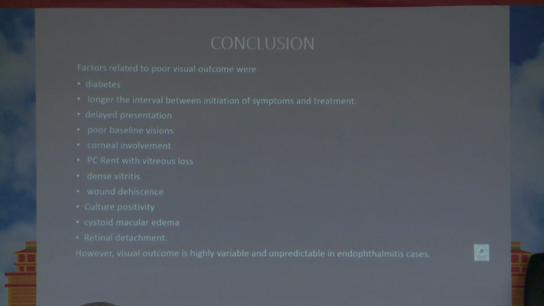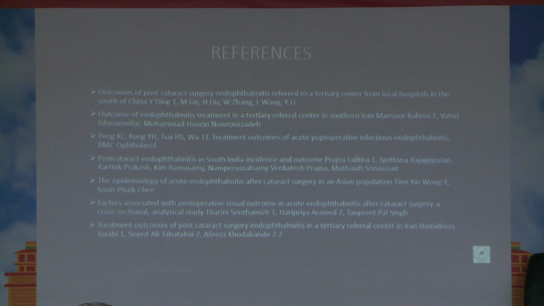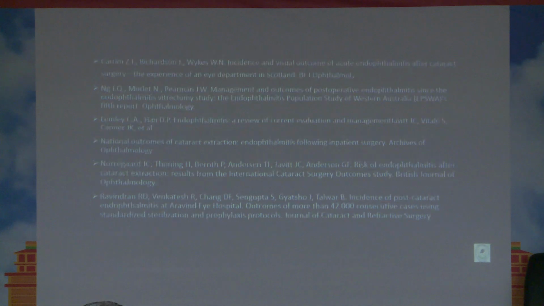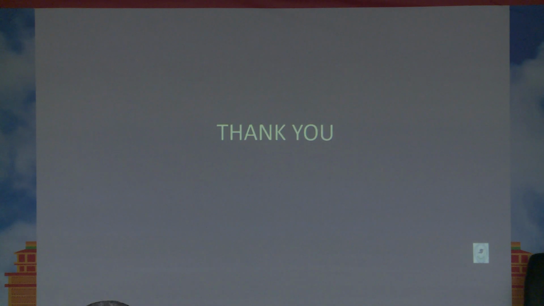Factors related to poor visual outcome in the study were diabetes, longer the interval between initiation of symptoms and treatment, delayed presentation, poor baseline vision, corneal involvement, PC rent with vitreous loss, dense vitritis, wound dehiscence, culture positivity, cystoid macular edema. My references. Thank you.